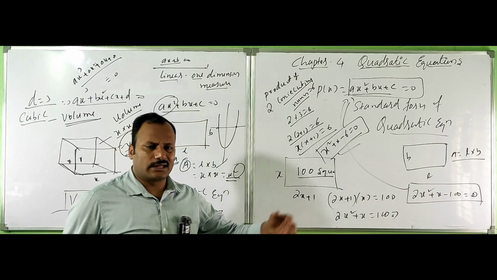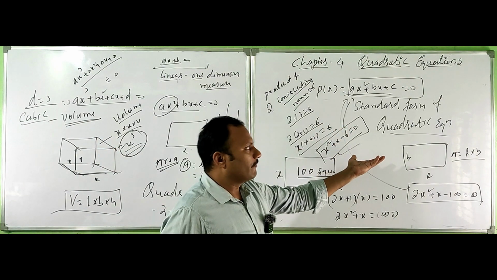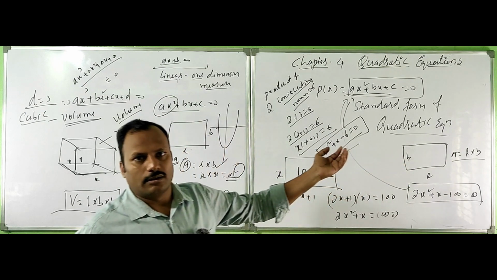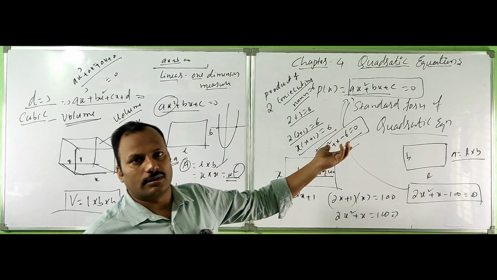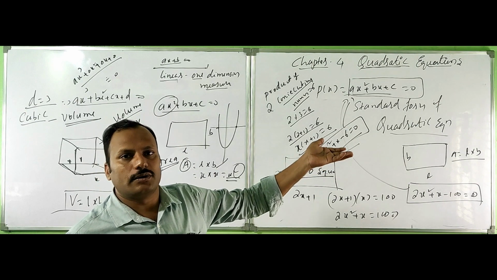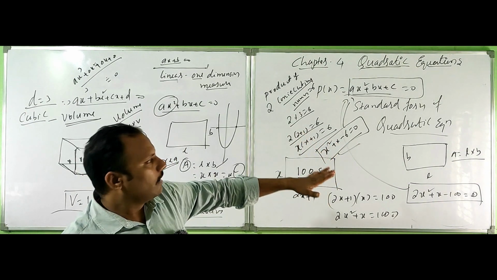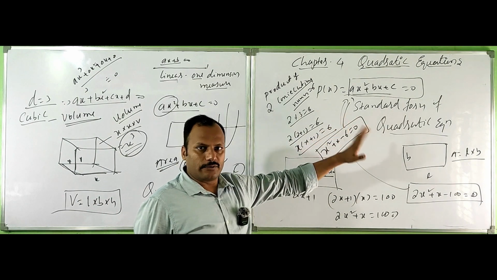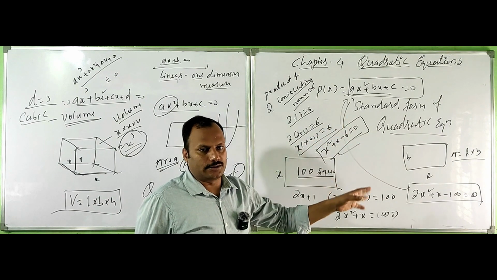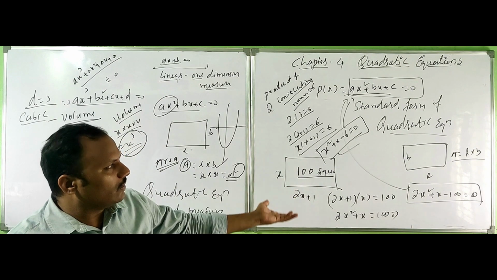Not only this, you can take random values also, whatever it may be. 4 into 5 is 20, 5 into 6 is 30, 7 into 8 is 56. Depending on the product given here, we can deduce the solution. In real life also we can do this.